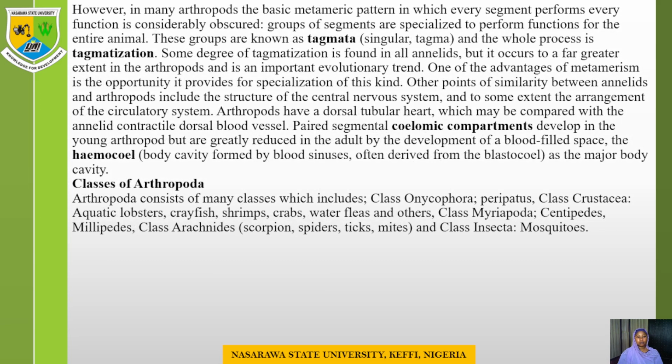However, in many arthropods, the basic metameric pattern in which every segment performs every function is considerably obscured. Groups of segments are specialized to perform functions for the entire animal. These groups are known as tagmata, and the whole process is tagmatization. Some degree of tagmatization is found in all annelids, but it occurs to a far greater extent in the arthropod and is important to evolutionary trend. Some of the advantages of metamerism is the opportunity it provides for specialization of this kind.